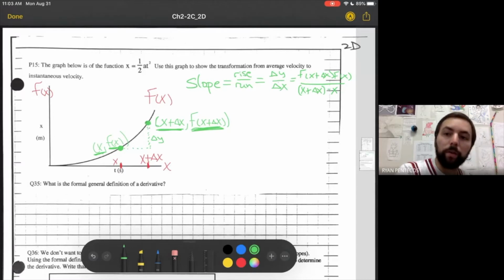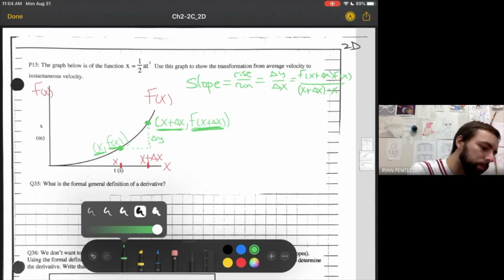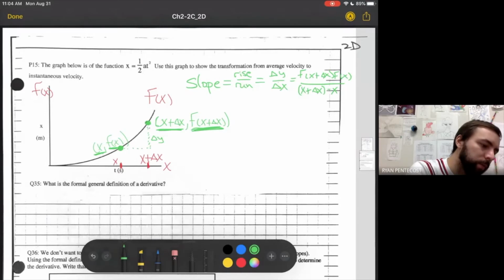Now, that would be the slope between these 2 points, right? Between any 2 points on this curve. Now, that's an average velocity on this curve. So let me rewrite that where you can see it.